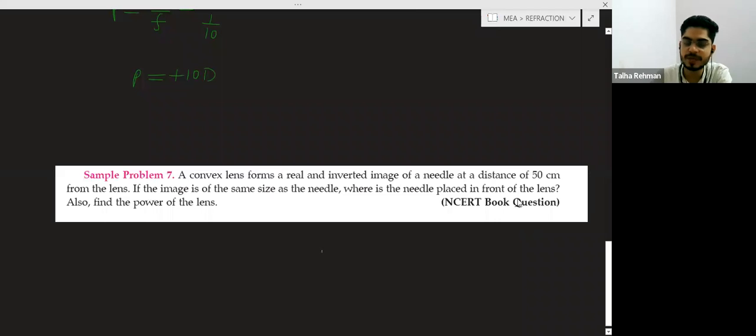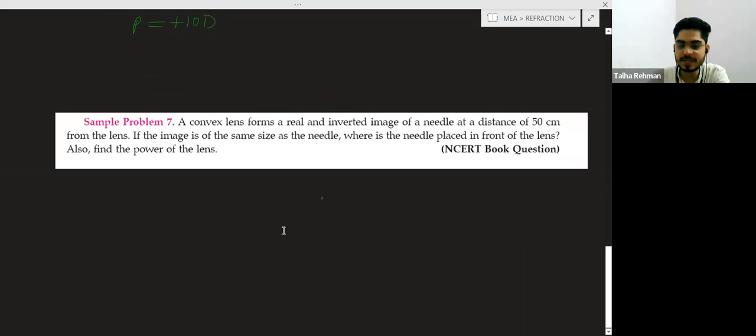See this question. This is from the NCERT. So they are saying a convex lens forms a real and inverted image of a needle at a distance of 50 centimeter from the lens. Okay. So a convex lens is there, and that convex lens is forming an image at a distance of 50 centimeter. And the image is real and inverted.